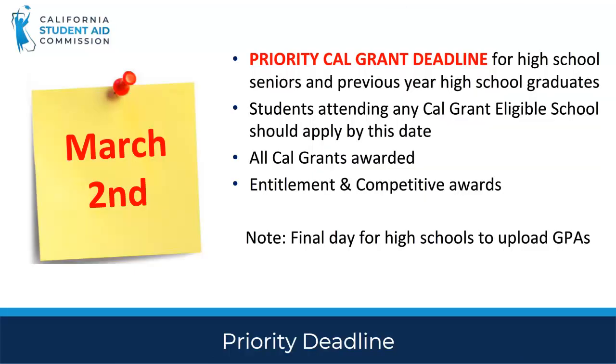There are two deadlines when it comes to Cal Grant awarding. The first is the Cal Grant priority filing deadline of March 2nd. This deadline ensures that all students, high school, college, and returning adult college students, can be processed for all award types and award cycles.